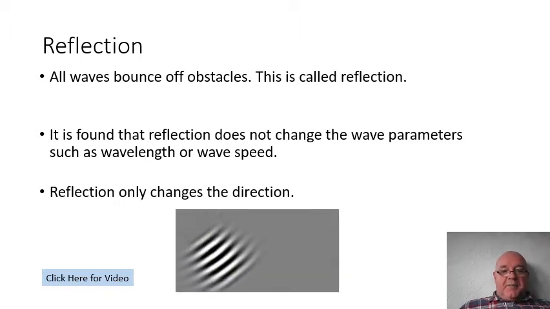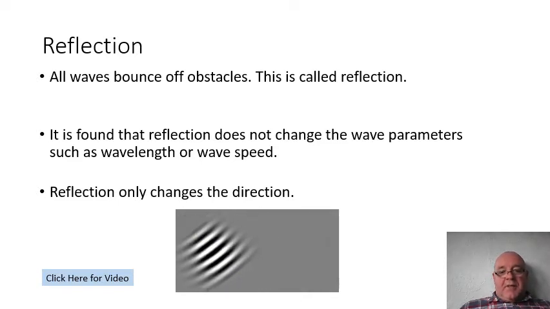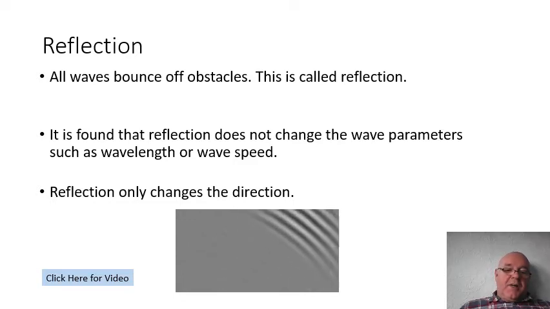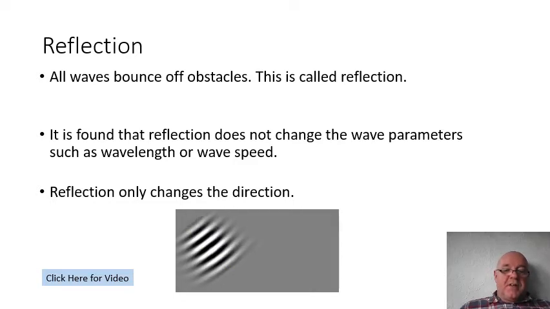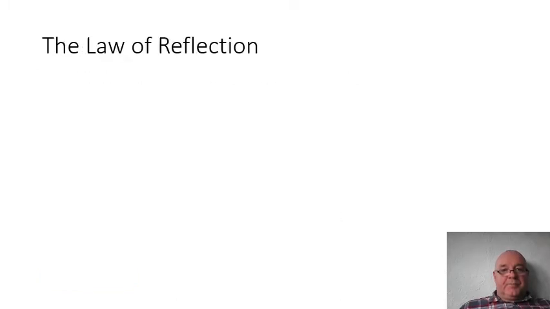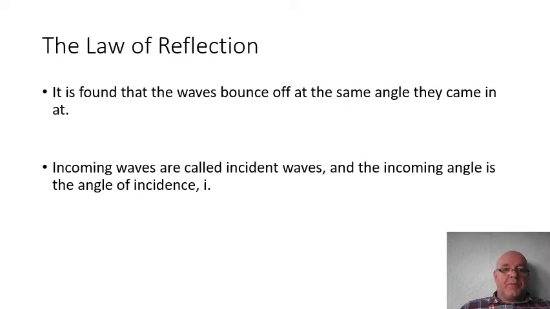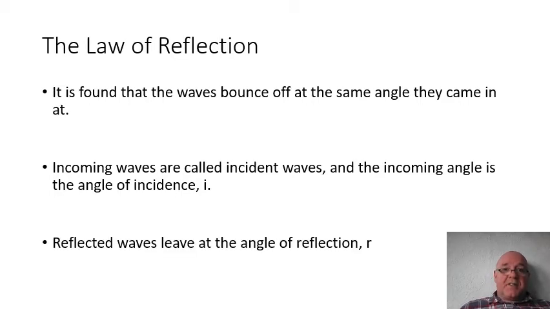And we've got a little diagram here, an animated GIF, which shows a wave coming in and then going out. The one coming in is the incident wave, and the one going out is the reflected wave. And if you notice, the angles that they come in at and go out at are the same. And this brings us to the law of reflection, which basically says that waves bounce off at the same angle they came in at. Sometimes we say the angle of incidence equals the angle of reflection. That's a more scientific way of putting it. So the incoming waves are called incident waves, and the incoming angle is called the angle of incidence, and reflected waves leave at the angle of reflection.